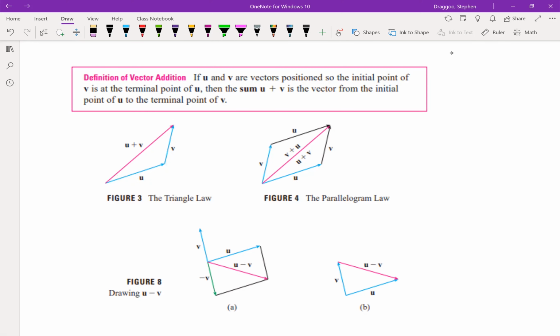We can see then from figure 4, if we looked at v plus u instead of u plus v, I mean first going in the direction of v and then in the direction of u, we end up at the same point either way. So v plus u or u plus v doesn't matter for vectors. We can add in either order.